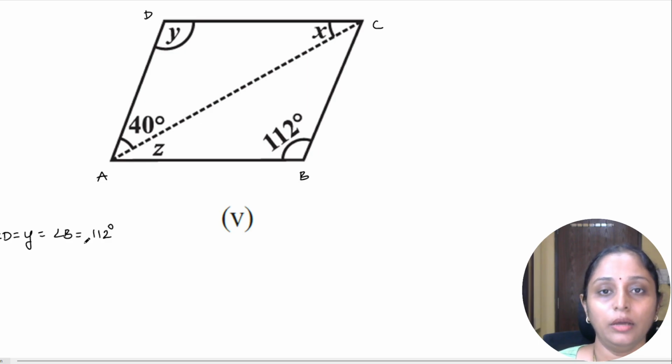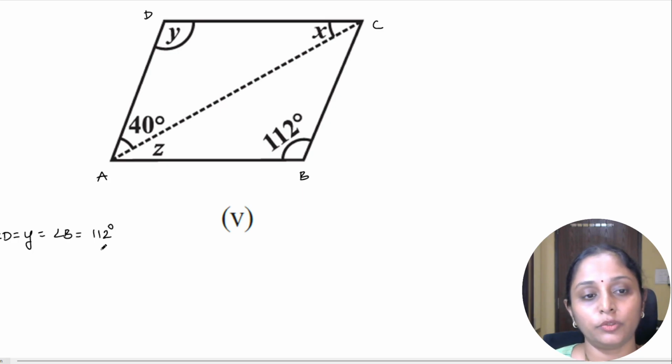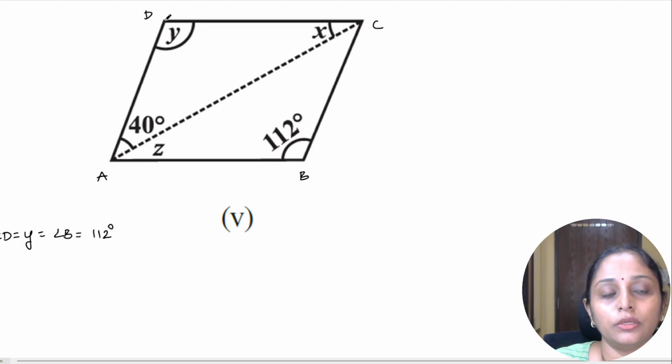Okay. Now, how do you find x and z? One thing you can do is you take the triangle ADC. You already know two angles of this triangle. You can find the third angle because you know that the sum of the angles in a triangle is 180 degrees. Or if you want to stick to the parallelogram, you know that angle A and angle D are supplementary, and I already know this is 112 and this is 40, so the remaining you can find out from that, right?